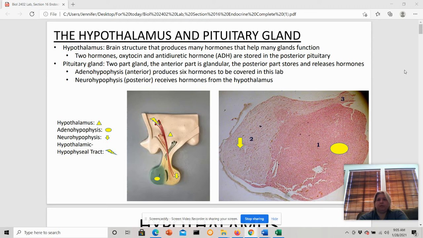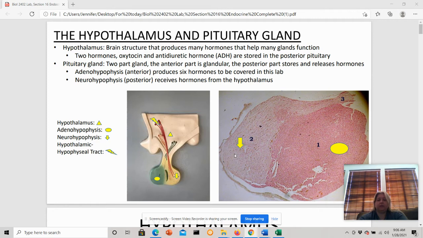So let's look at these pictures. My picture is a little bit in the way, sorry about that. But we have here, this is the anterior portion of the pituitary, or the adenohypophysis, and this is the posterior, or neurohypophysis. Up here we have the hypothalamus, and then we have this thing called the hypothalamic hypophyseal tract here. And this is just going to go down into the posterior pituitary.